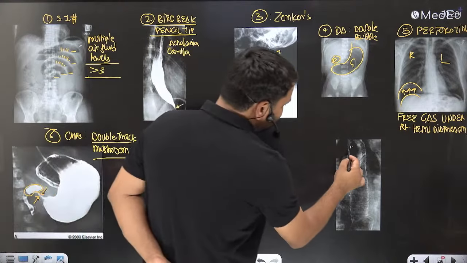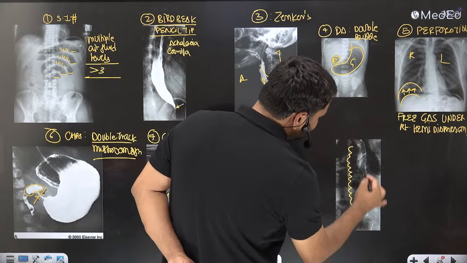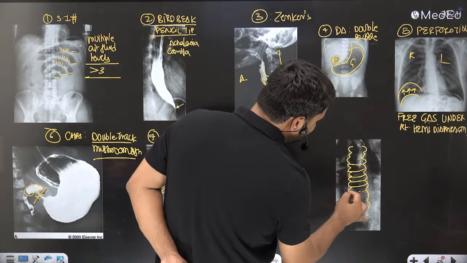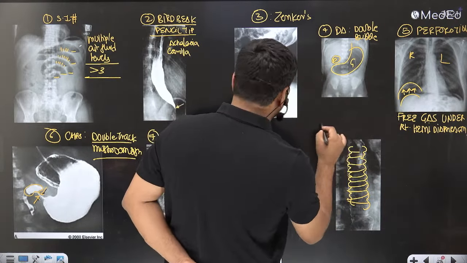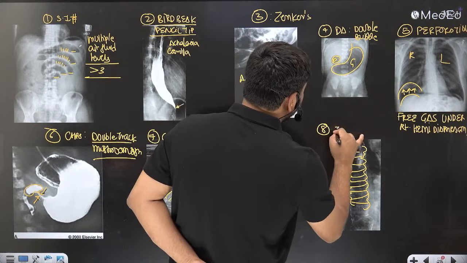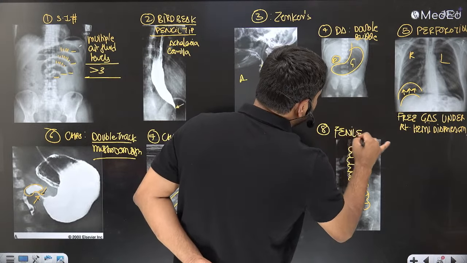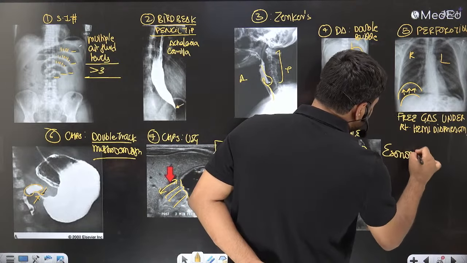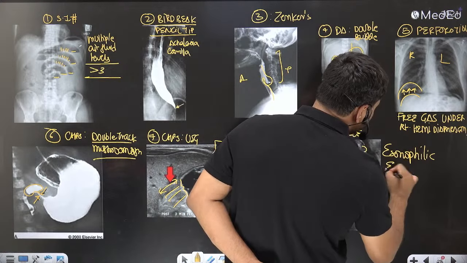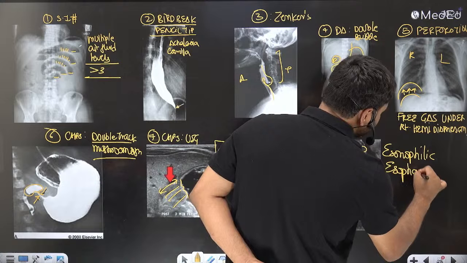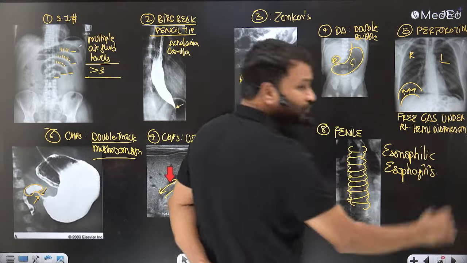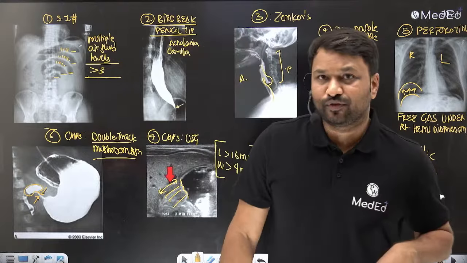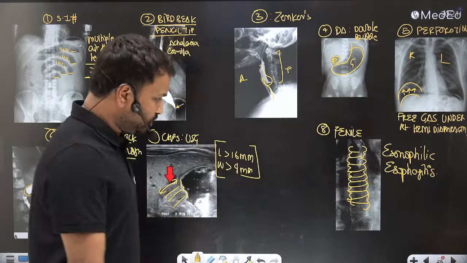Here you can see stacked mucosal rings which are present, right? These are stacked mucosal rings, and this is what we call the feline esophagus. Now, this feline esophagus is seen in eosinophilic esophagitis, right? So these are the components that you have to remember with respect to your GI imaging.